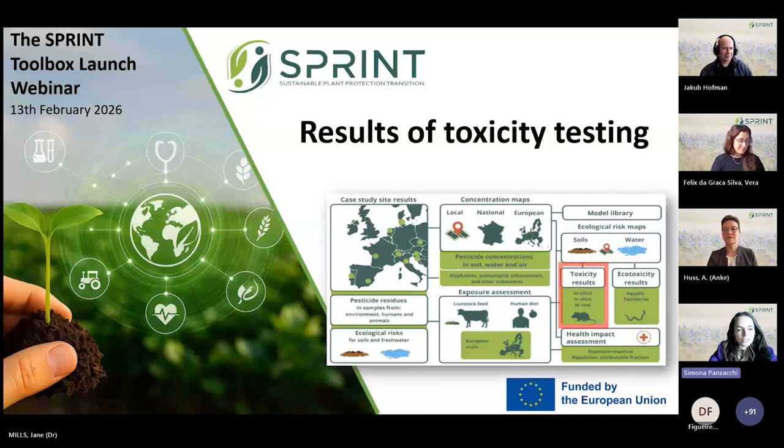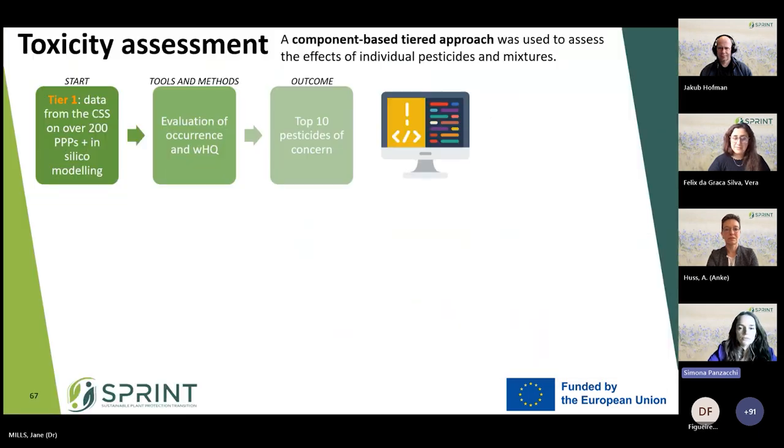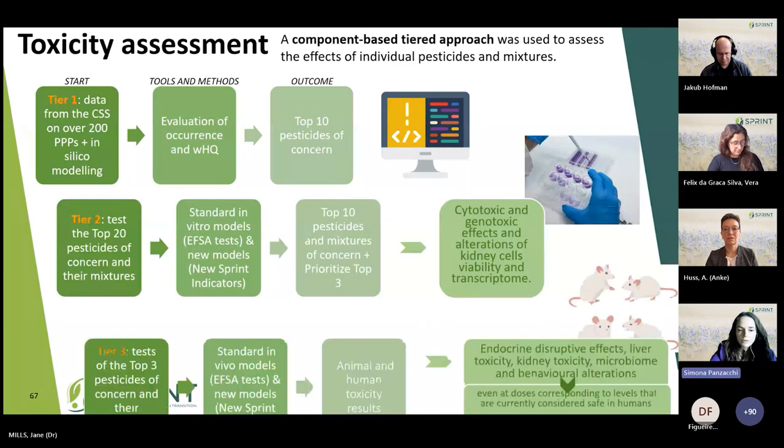The toxicity testing tool provides an overview of the main outcomes from the toxicological tests conducted within the SPRINT project. All the experiments described in the toolbox have been published as research articles or are in the process of being published. In the next slide, there is a scheme of what was performed for this assessment. In order to provide valid information on human health and to refine, reduce, and replace the use of laboratory animals, we followed a step-by-step approach, selecting the main pesticides of concern to be tested on rodents only at the end of the project. This multi-step approach is divided into tier 1, tier 2, and tier 3.